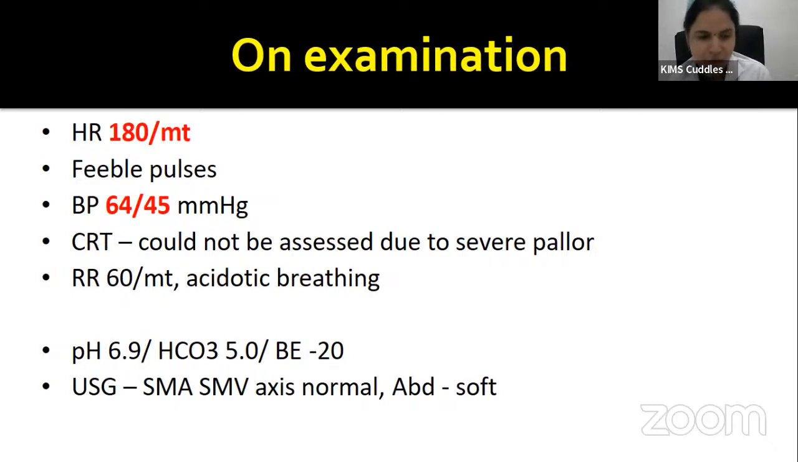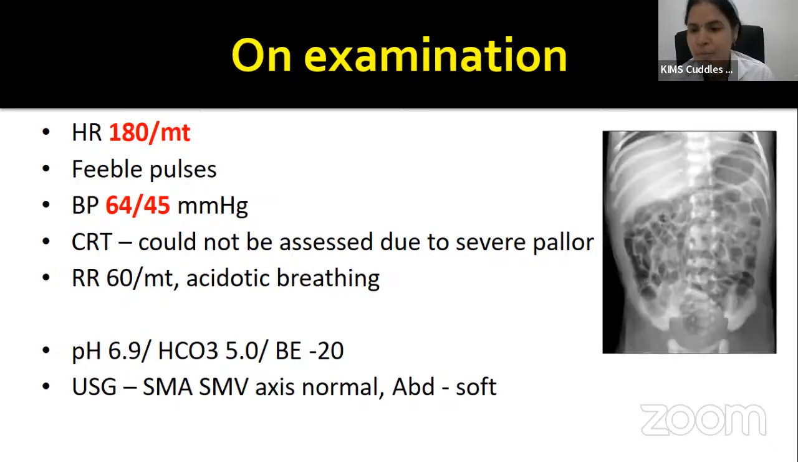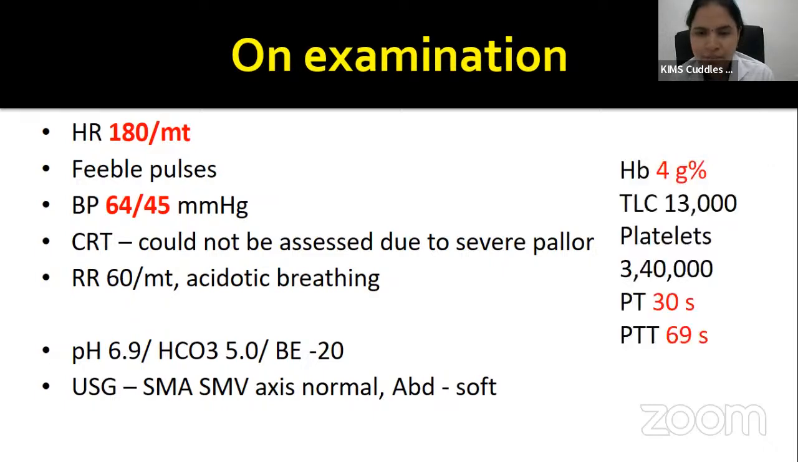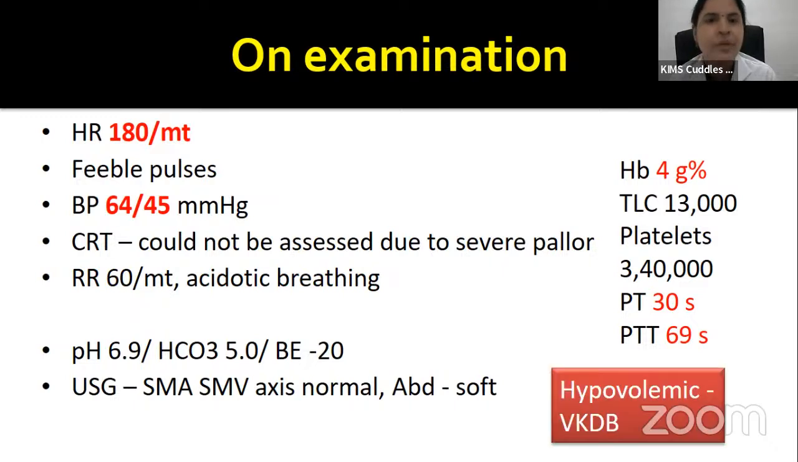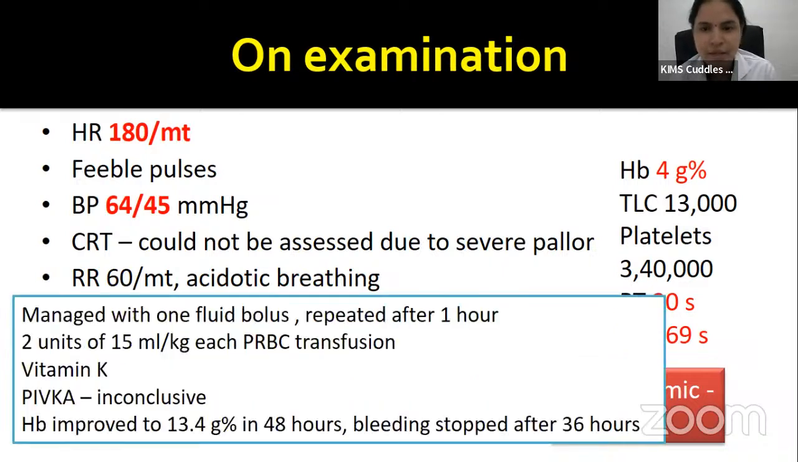So investigations revealed that the ultrasound showed no evidence of malrotation. Abdomen X-ray showed normal gas pattern. There was no evidence of necrotizing enterocolitis. And hemoglobin was very, very low at 4 grams. The baby had severe anemia, normal platelet count, normal white cell count, no obvious evidence of infection in the blood counts. And the coagulation profile clinched the diagnosis. Both PT and APTT were abnormal, indicative of vitamin K deficiency bleeding. So this was a case of classical HDN.